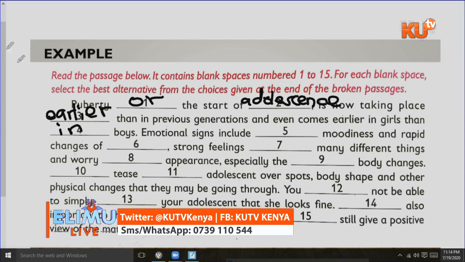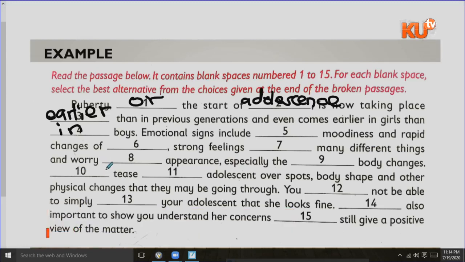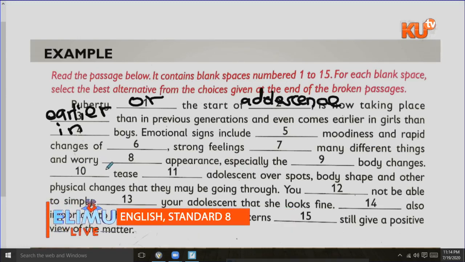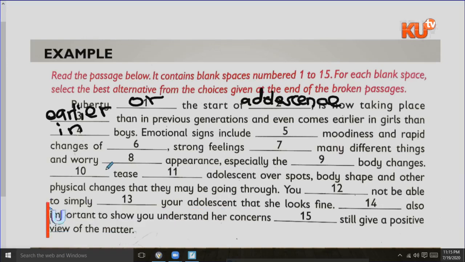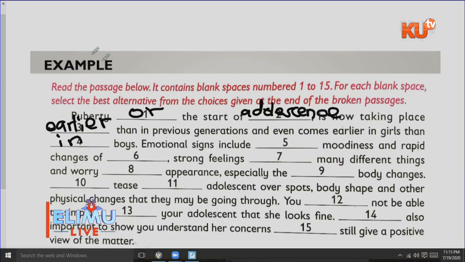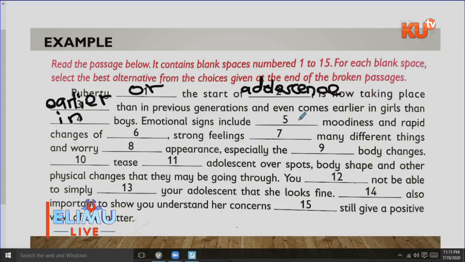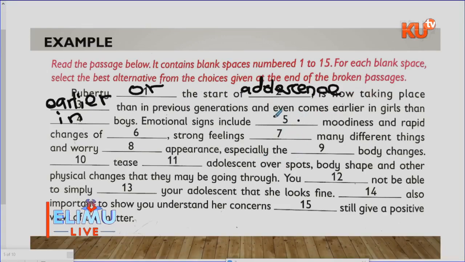So emotional signs include dash, moodiness, and rapid changes of dash, strong feelings, dash, many different things, and worry. When you are listing things, which punctuation mark do you use? When you are listing things, you use the colon in order for you to introduce your list. So you will come to 5 and then you will put there a colon.